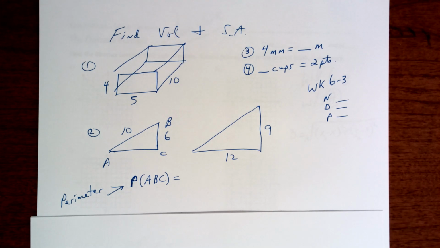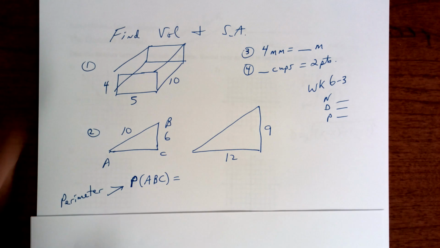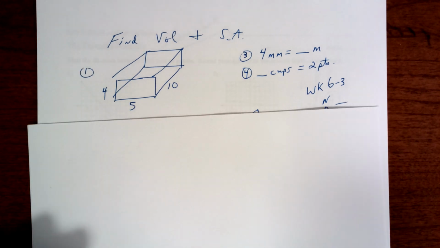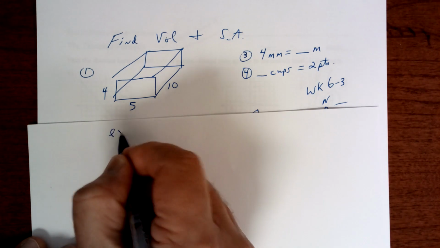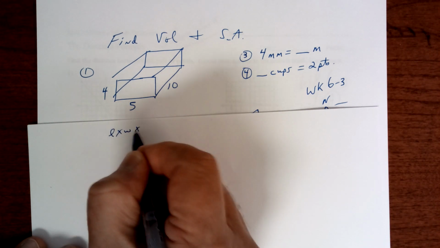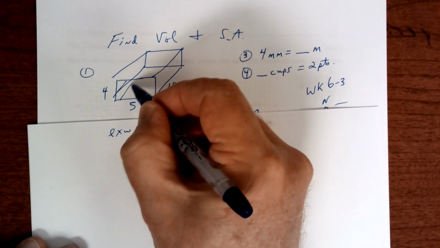All right, so let's take a look at these. Hopefully you drew these up. They're not that hard. This one wants volume and surface area. So let's take a look at that first. Well, to get volume, you just multiply the length times the width times the height. That's it. So the front of this is 4 times 5.